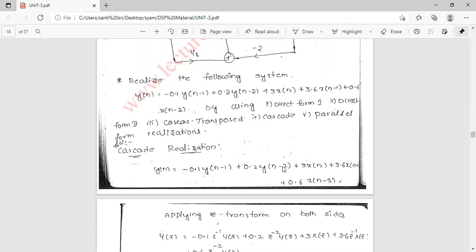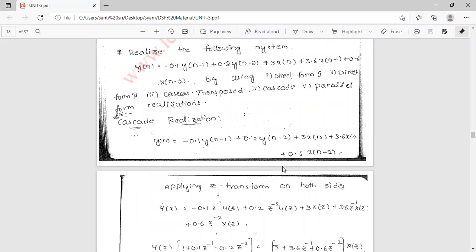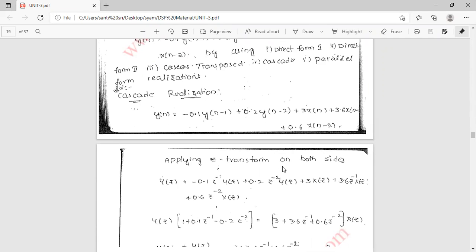Cascade form realization. So y of n is given as minus 0.1 into y of n minus 1 plus 0.2 into y of n minus 2 plus 3 into x of n plus 3.6 into x of n minus 1 plus 0.6 into x of n minus 2, right? Applying Z transform on both sides so that it will become y of z is minus 0.1 into z power minus 1 into y of z plus 0.2 into z power minus 2 into y of z plus 3 into x of z, right? x of z plus 3.6 into z power minus 1 into x of z plus 0.6 into z power minus 2 into x of z.